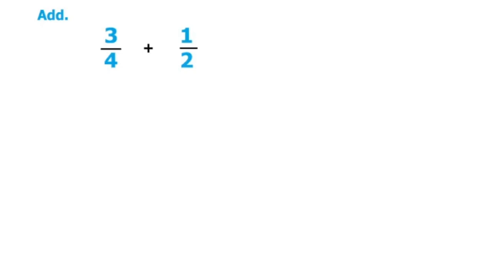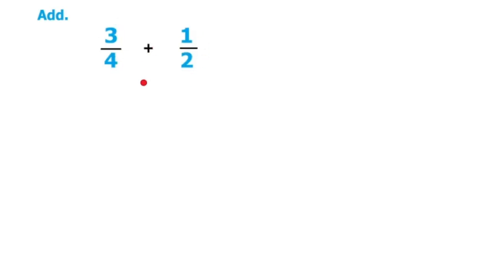Today we're going to learn about adding fractions with unlike denominators and why we have to get the denominators to be the same before we can add them. So I'm going to use a model to explain this so that you can understand why we have to do that. So if we have a problem like this one that says add 3/4 plus 1/2.